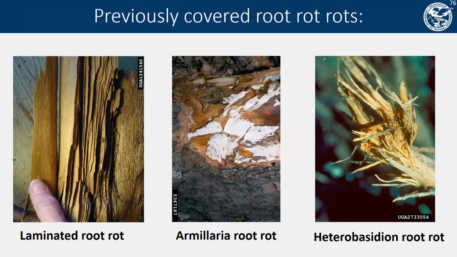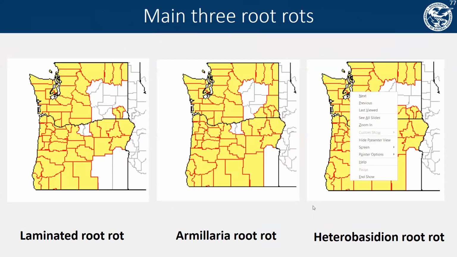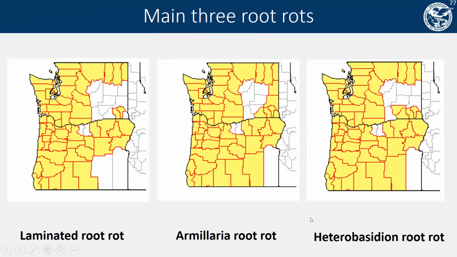Okay, so we previously talked about laminated root rot, armillaria root rot, and heterobasidion root rot. These are sort of the big 3 you'll see. And the reason why you'll see them a lot is because they are well distributed around Western Washington and even elsewhere. Here are some of the distribution maps from the Forest Service showing where these pathogens may occur. And as you can see, it's pretty much anywhere there are the tree host species. And that's why we focus most of our time on these.